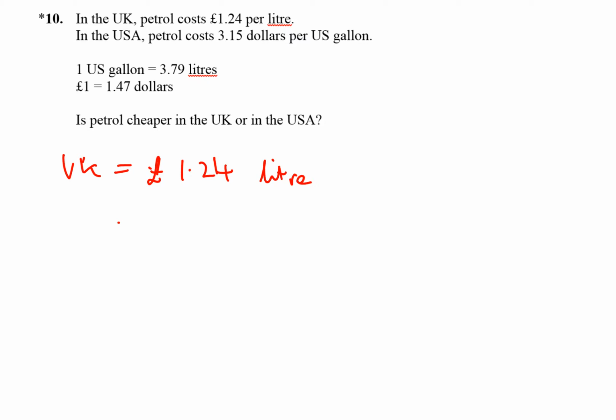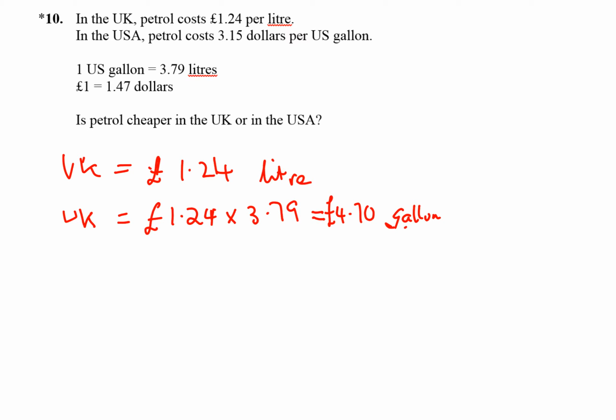So £1.24 a litre, what would it be for a gallon? And you were told that in a gallon you've got 3.79 litres. So if that's for 1 litre, then for a gallon I need 3.79 litres. So work that out, and that's the price now for a UK gallon. So it's £4.70.